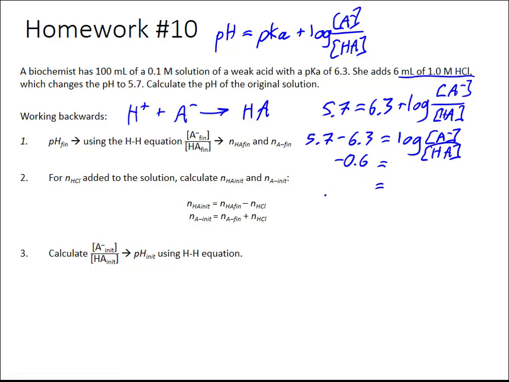And I'm going to take both sides, raise them to the power of 10, which is the antilog for a base 10 log. And we get that this term on the left equals 0.251 with one significant figure, because pH values are logarithmic numbers, and with logarithmic numbers, the number in front of the decimal point is the characteristic, and the number after the decimal point is the mantissa, and only the mantissa contributes significant figures.